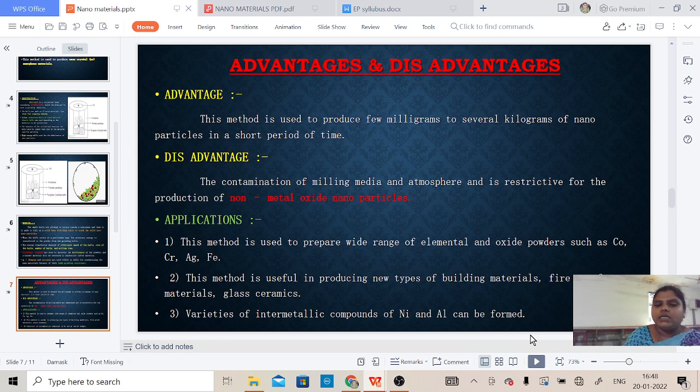Now the applications. This method is used to prepare a wide range of elemental and oxide powders such as cobalt, chromium and others. This method is useful in producing new types of building materials, that is fireproof materials, glass, ceramics and so on. Also, a variety of intermetallic compounds of Ni and Al, nickel and aluminium, can be formed.